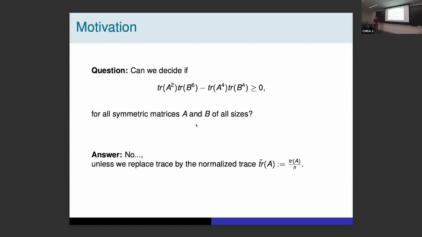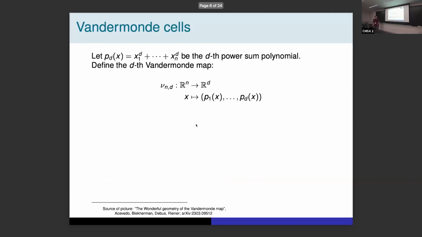This is actually an undecidable problem, but it becomes decidable quite quickly if we just replace the trace by the normalized trace, which also takes the size of the matrix into account. And how can one understand this problem? So the key is the geometry of those Vandermonde cells. So now let me define them.